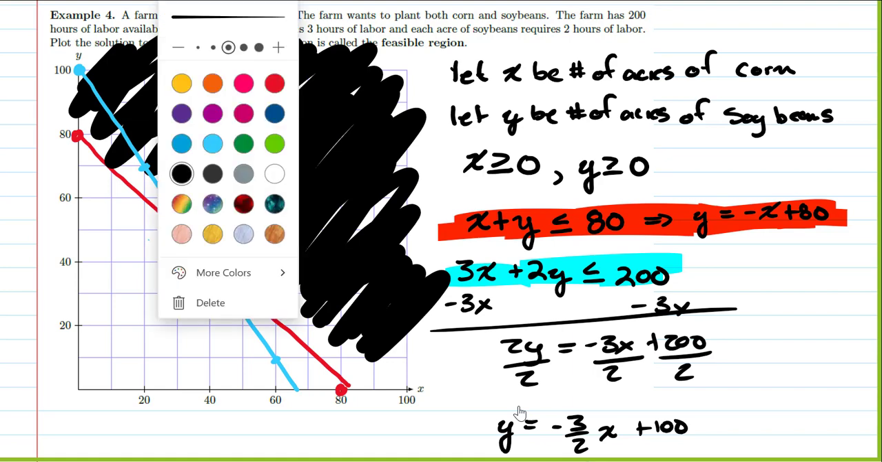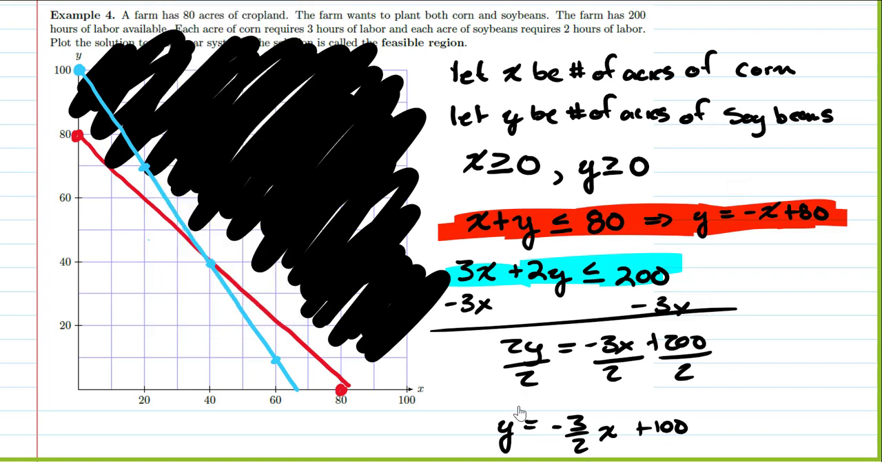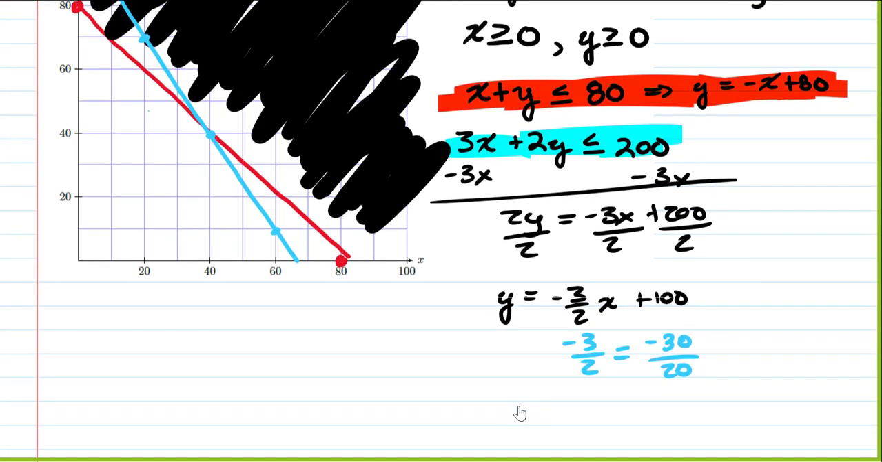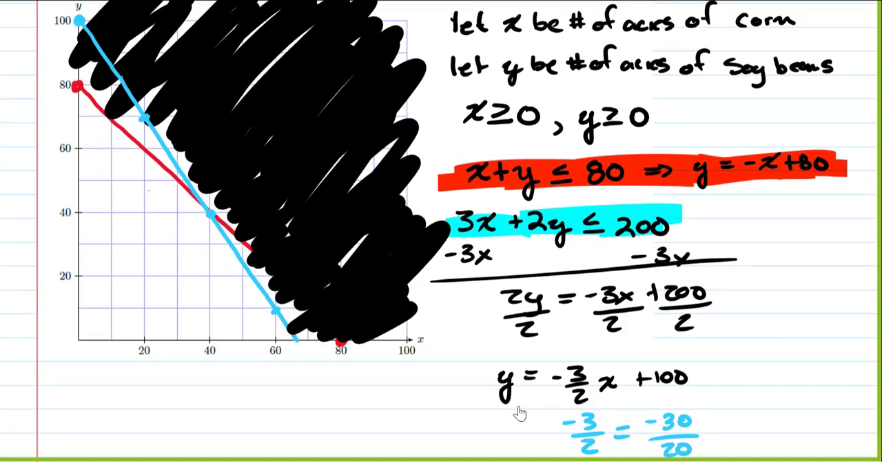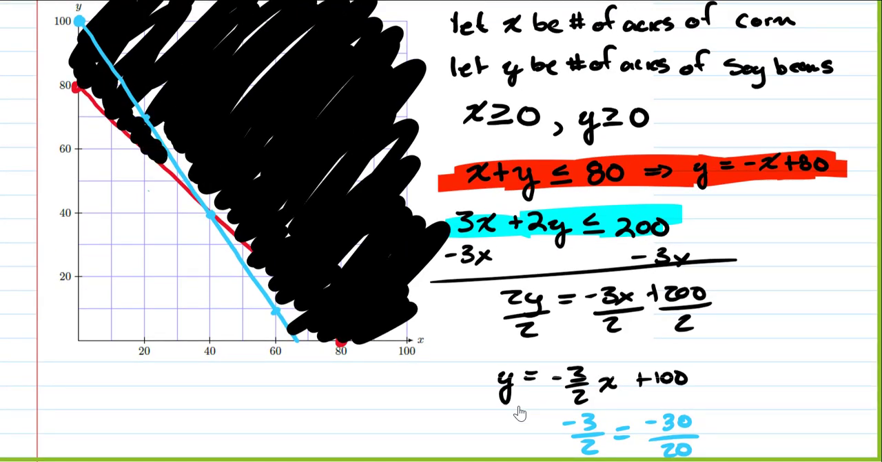So then I would need to do another test point, and if I put 0 into the blue one, is 0 plus 0 less than 200? Certainly. So once again, my solution is the part that is below the blue line, right? So when I get my region, it looks like this.